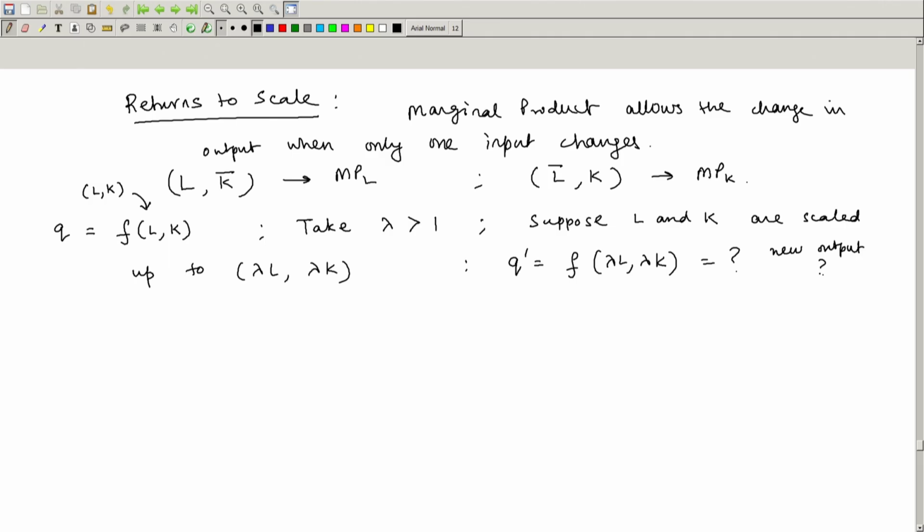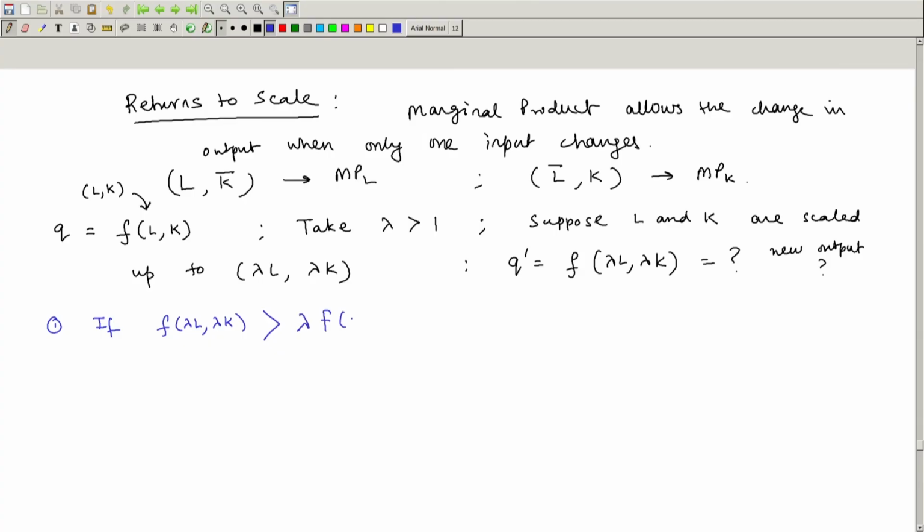Now, let me first define the 3 terms. The first term is f of lambda L, lambda K. You scaled up the inputs by the factor lambda, and your new output is f of lambda L, lambda K. If this is greater than lambda times f of L comma K, you doubled your inputs, your new output more than doubles, it increases by a factor greater than 2. You say that your production technology exhibits increasing returns to scale.